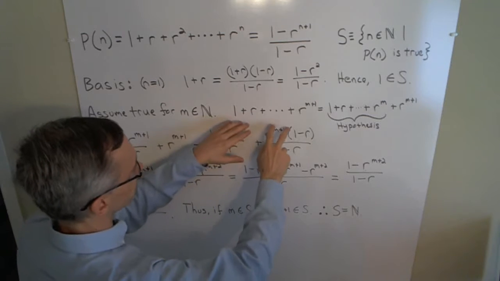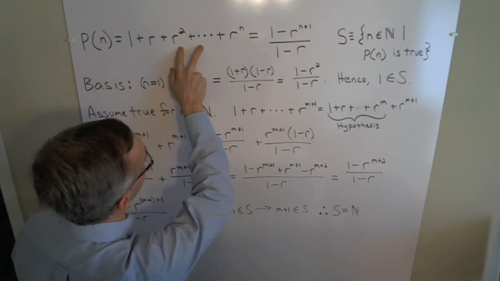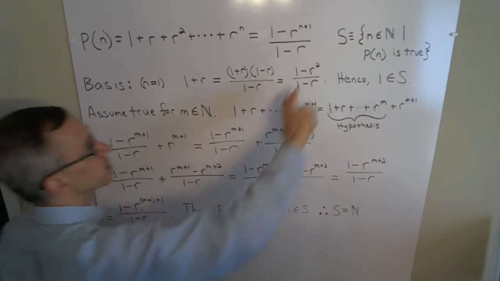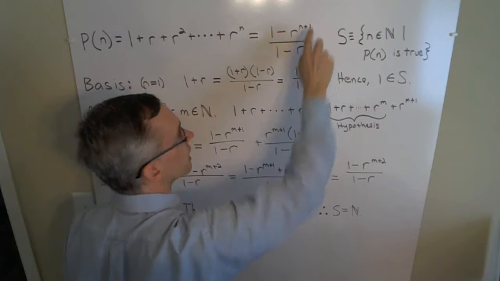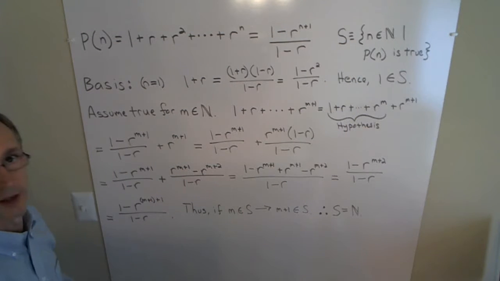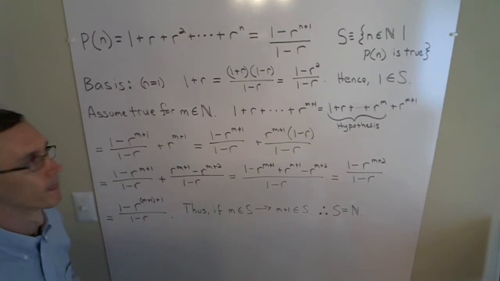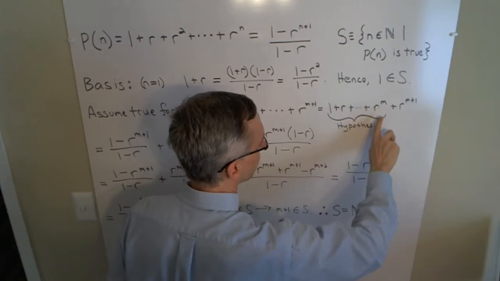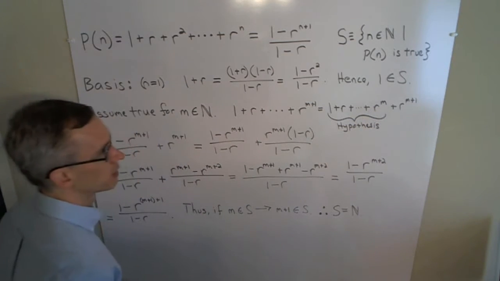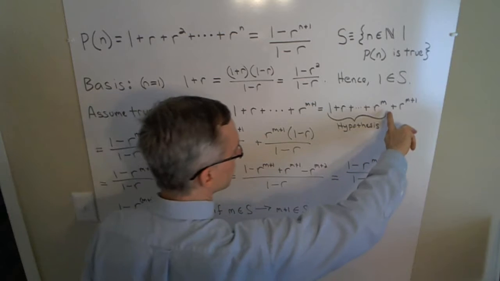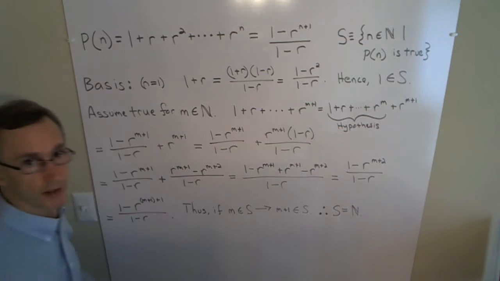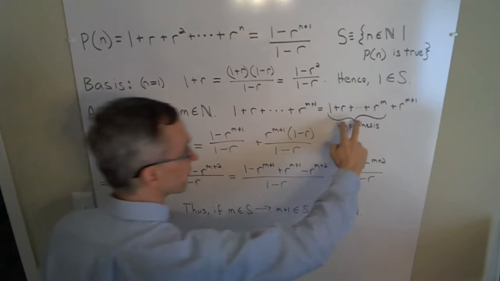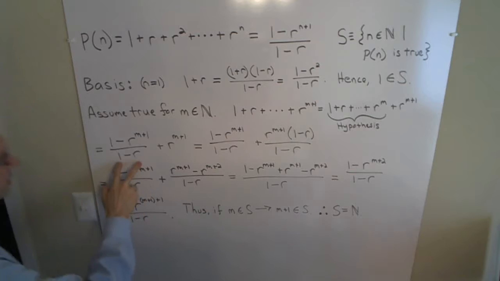Now the strategy is to write the left-hand side with n equals n plus 1 and then transform this expression into the right-hand side with n equals n plus 1, using the inductive hypothesis along the way. So if we rewrite this as the sum of the first m powers of r plus r to the n plus 1, now this expression is in the form of the inductive hypothesis. We can then use the inductive hypothesis to substitute for this expression. And that's what we do here.